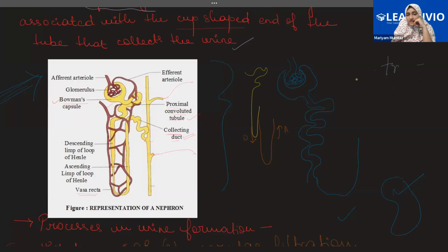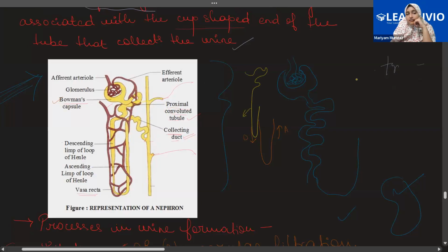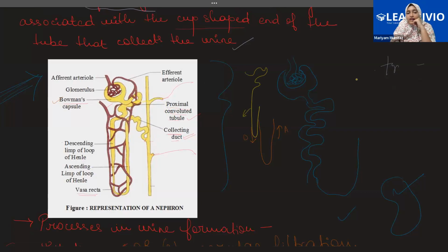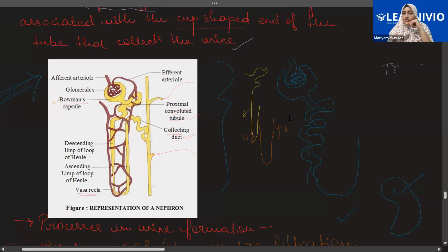Then there comes the descending limb of the loop of Henle, meaning this U-shaped structure that you're seeing is the loop of Henle. The loop of Henle has two limbs. One is the descending, which is going down, and the one that is coming up is the ascending. Lastly, there is the collecting duct. And the collecting ducts of several nephrons open into one structure. Is it clear, students? The structure of a nephron.